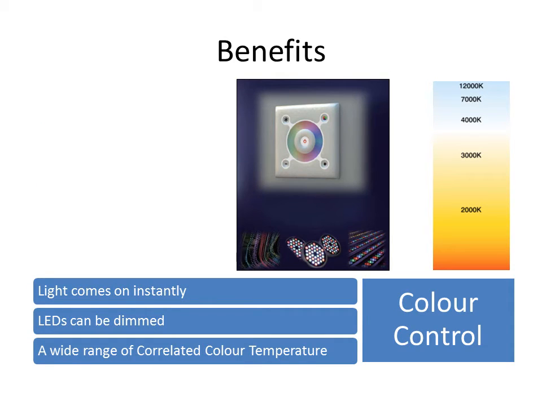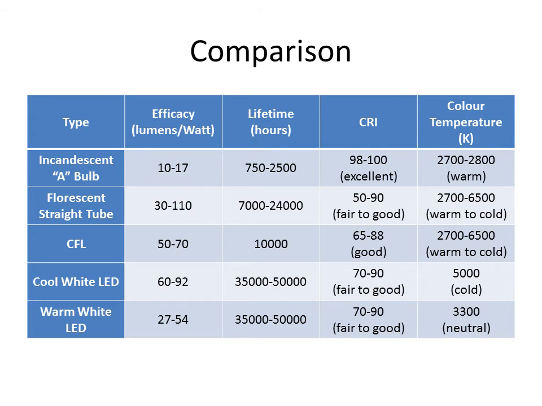CFLs are not designed to turn off and on quickly. They require a long startup time to reach the best operating light output, whereas LEDs turn on instantly with constant brightness. So overall, to compare, incandescents have low efficacy and lifetime, but high color temperature and CRI. CFLs have higher efficacy, longer lifetime, but lower CRI.